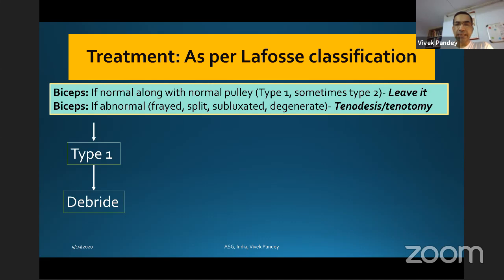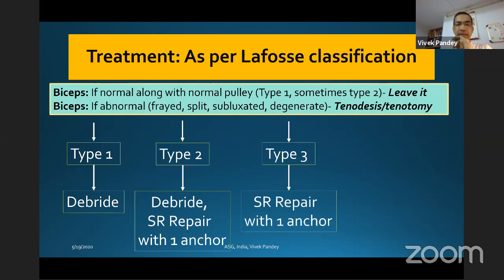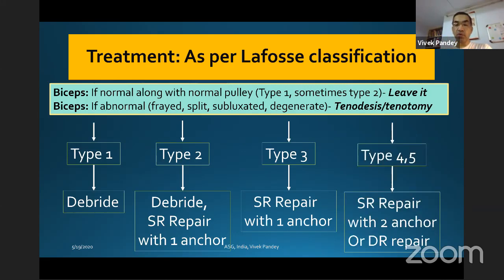So in type 1 tears, after you manage the biceps, whatever you have decided for biceps, I'm not going to discuss biceps. In type 1, we usually just do the debridement and leave it. Type 2, you can debride. You can use a single row repair with a single anchor. Type 3, again, you can use a single row repair with one anchor, and sometimes you might have to use a double anchor. Type 4, 5, I personally use a single row repair with 2 anchors, or some authors recommend the double row repair.